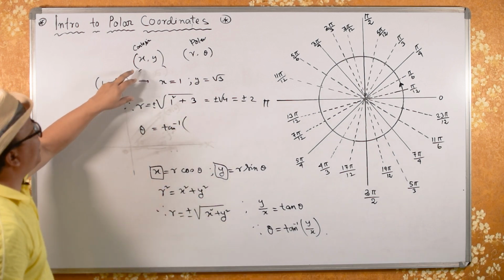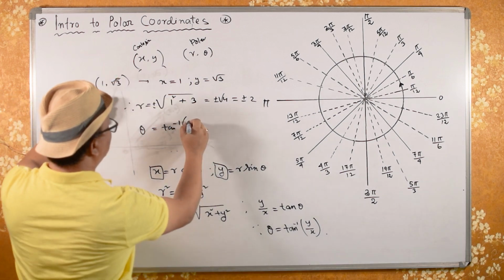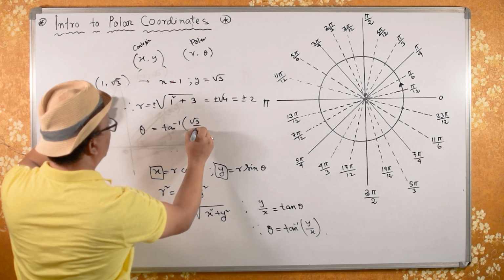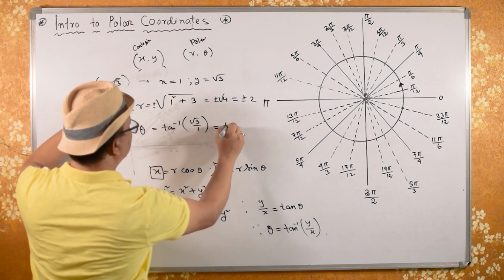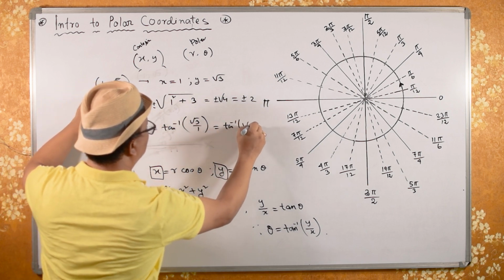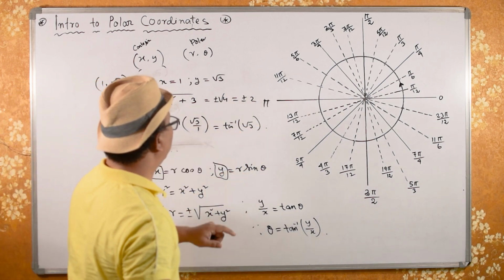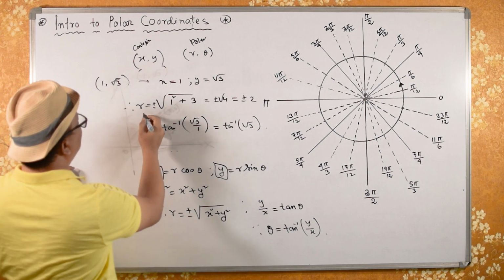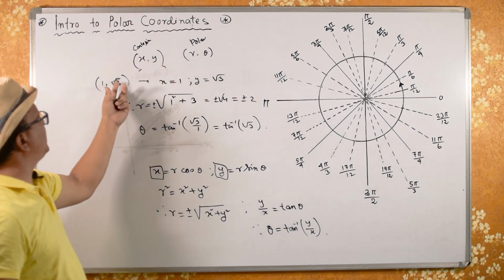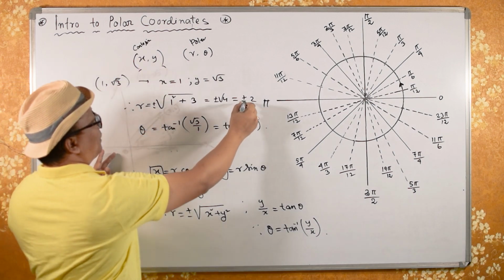And here theta equals tan inverse of y by x. Y by x is root 3 upon 1, that is tan inverse root 3. This is a particular angle. So we can convert from Cartesian to polar.